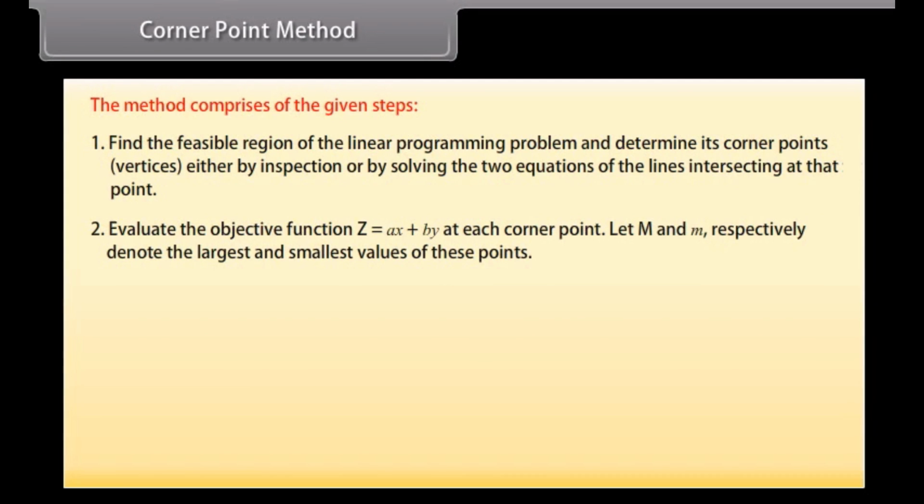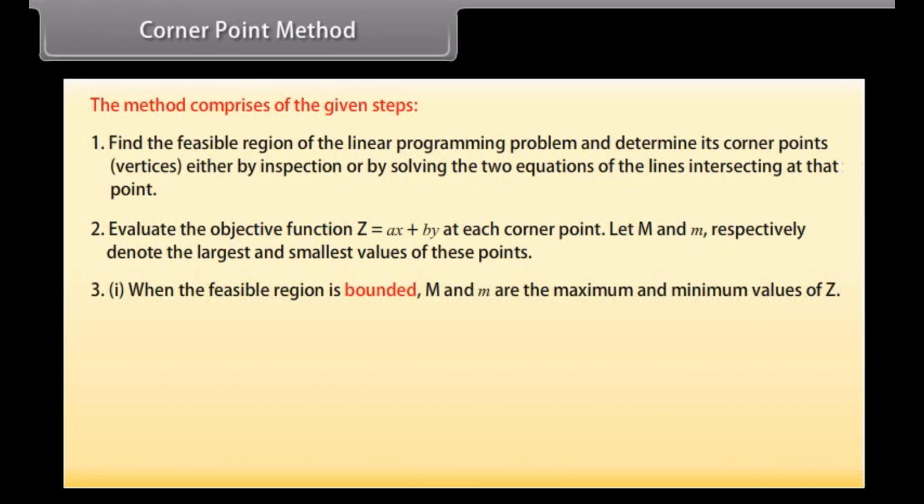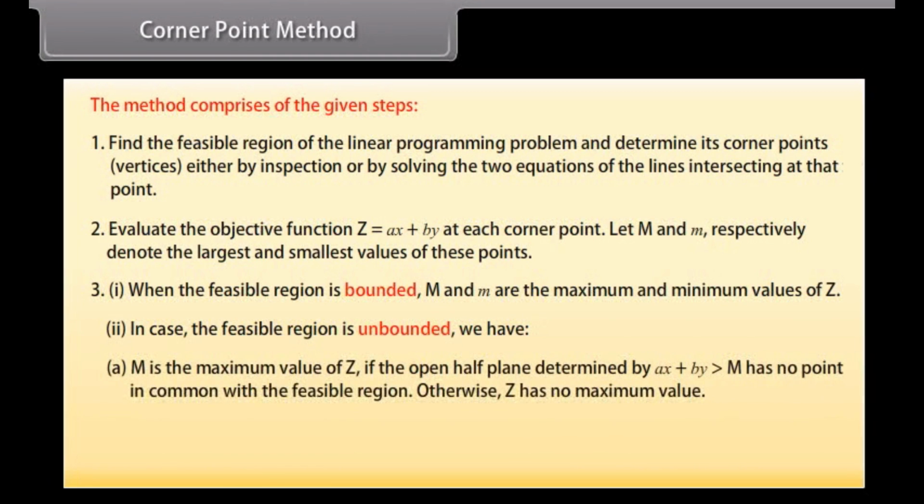Let M and m respectively denote the largest and smallest values of these points. 3. (i) When the feasible region is bounded, M and m are the maximum and minimum values of z. (ii) In case the feasible region is unbounded, we have: a. M is the maximum value of z if the open half plane determined by ax + by > M has no point in common with the feasible region. Otherwise, z has no maximum value.